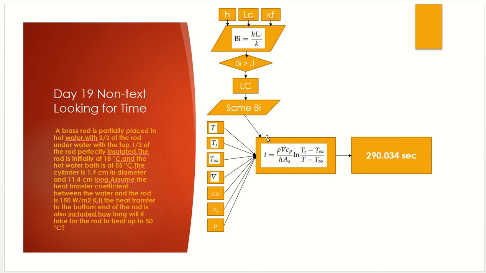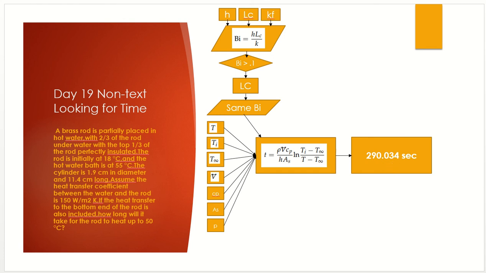And then it goes to the equations and it pulls information that asks for information to be provided. And you enter in the temperature, the initial temperature, temperature infinity, and the specific heat, rho, and surface area. That geometry is going to be something that you have to solve for individually. And then it just plugs all the information into the calculator, and it comes out to be 290.034 seconds.